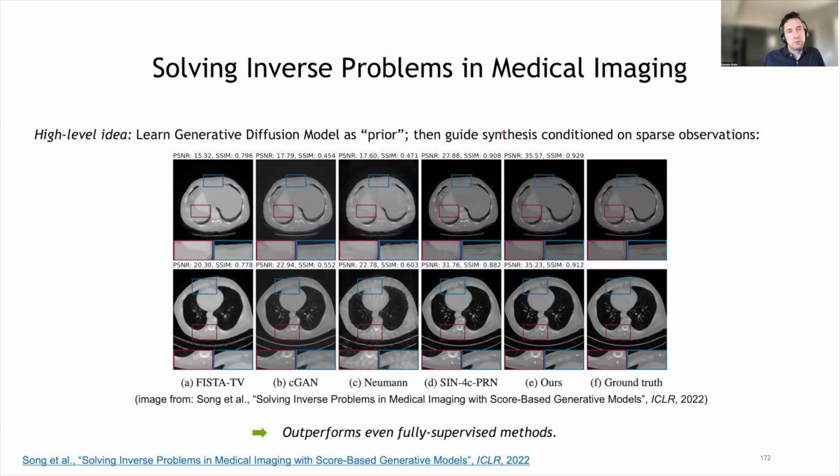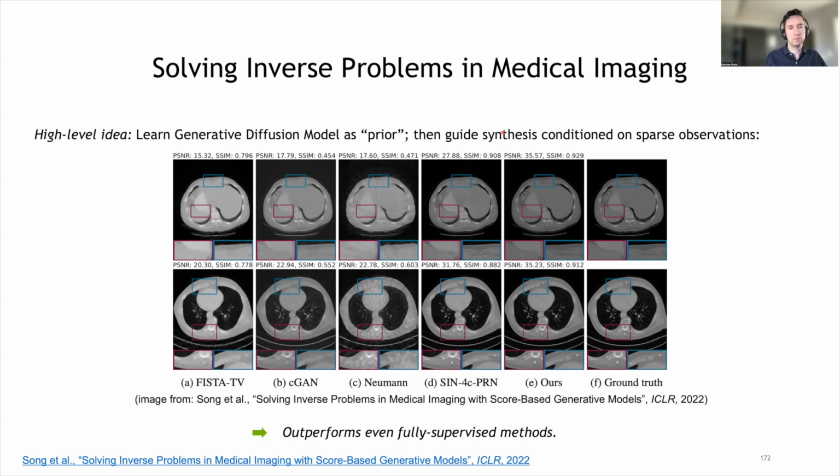And this is where diffusion models now come in. They can really be used in this task. The high-level idea is to learn a generative diffusion model as a prior over the images we want to reconstruct. Then while sampling from this diffusion model, we guide synthesis while conditioning on the sparse observations that we have. This is the idea. And it turns out that doing this performs really, really well, and it sometimes even outperforms fully supervised methods.